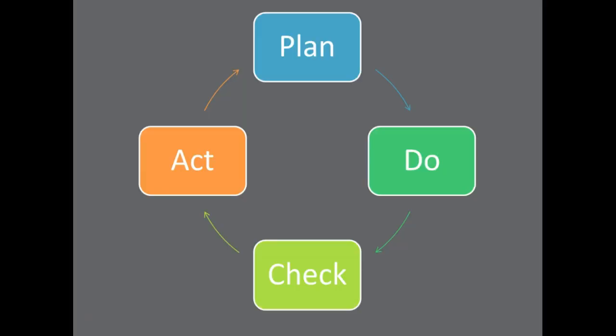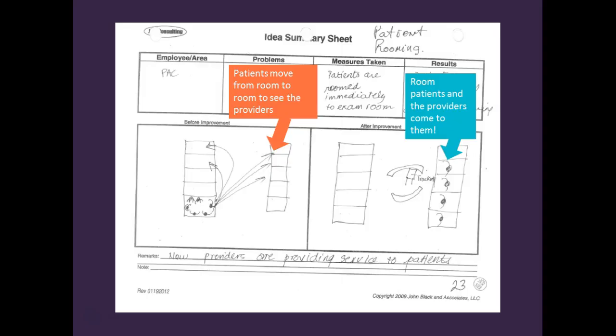The team generated ideas to reduce the amount of walking for patients and to improve the flow of the patient. Doing this, they followed the PDCA cycle. The first idea the team had was around how the patients were roomed. In the current state, patients had to move from room to room to see the providers. Each provider had their own assessment room where the patients came into the office to see them and had their appointment. The team had the idea to test rooming the patients and having the providers move to them.